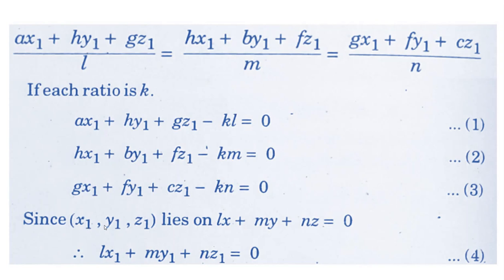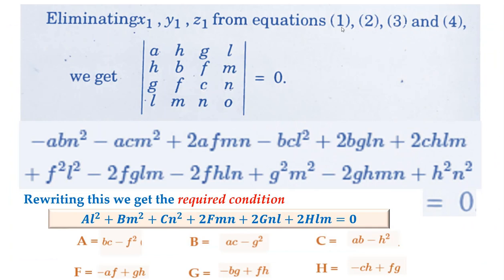But we know that x1, y1, z1 also lies on the given plane. So we have another equation. So these are the four equations that we have, and eliminating x1, y1, z1 from those four equations, we get the determinant A, H, G, L; H, B, F, M; G, F, C, N; L, M, N, 0. This is 0.